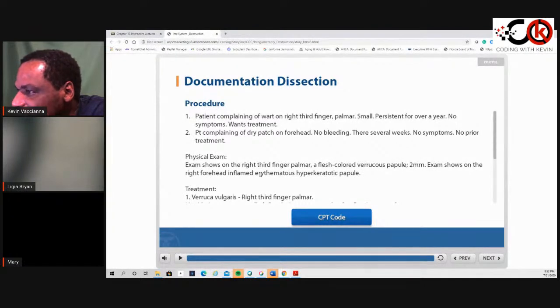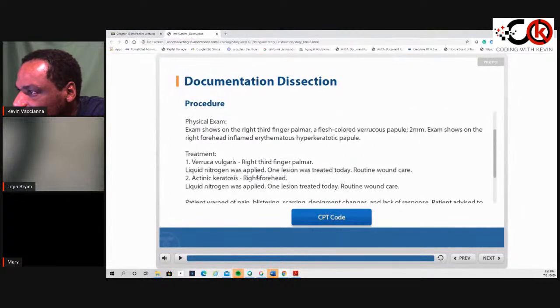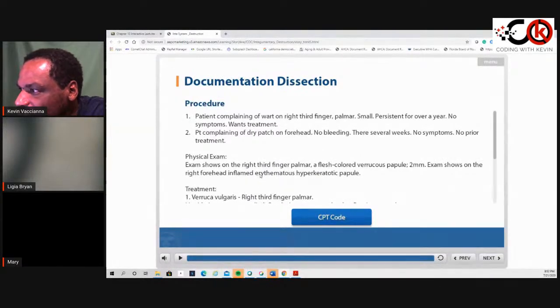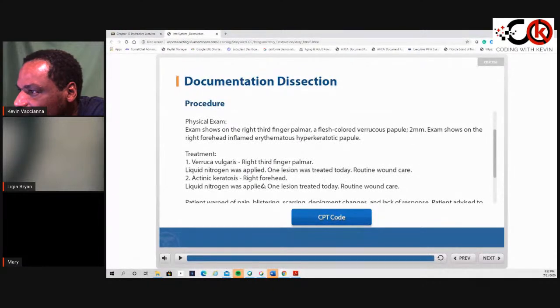This is the scenario. Patient complains of a wart on the right third finger palmar, small, persistent for over a year, no symptoms. He wants treatment. Patient complains of a dry patch on the forehead, no bleeding, there several weeks, no symptoms, no prior treatment. So 2 different locations that we're working on today: the third finger palmar, and the forehead dry patch. Let's see what they're going to do.